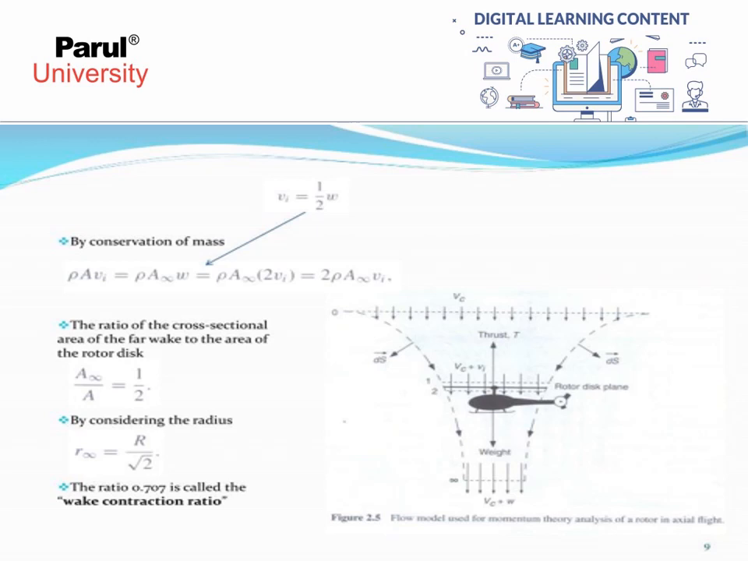Now we can see that 0 is the reference line, starting initial lines, and Vc the coming velocity, and Vc plus Vi is the total velocity near the rotor disc plane, and in infinity line, out in the far wake of the helicopter, the total velocity is Vc plus omega. And the flow model used for momentum theory analysis of a rotor in axial flight. The ratio 0.707 is called the wake contraction ratio.